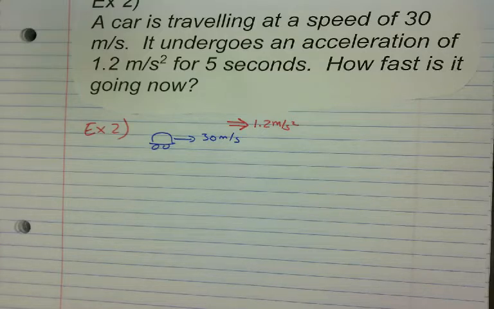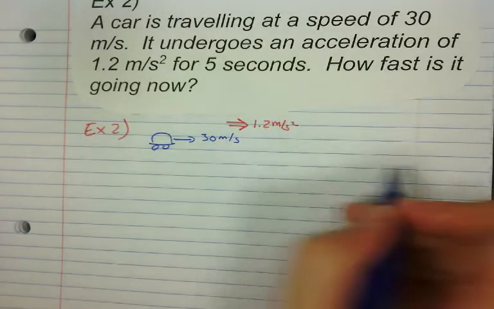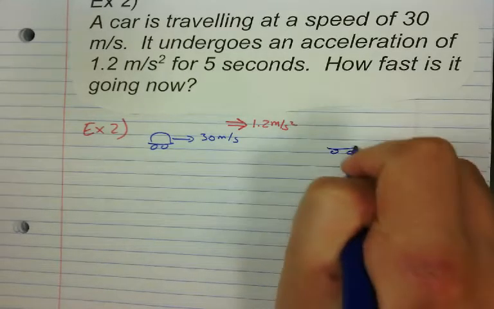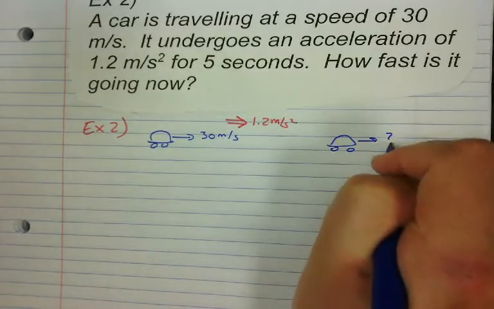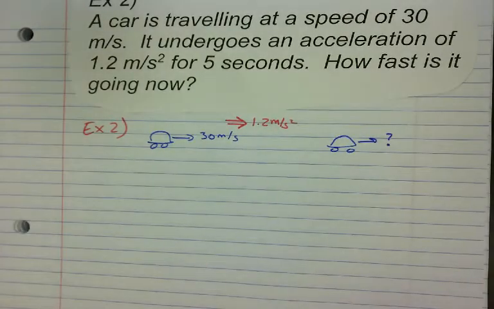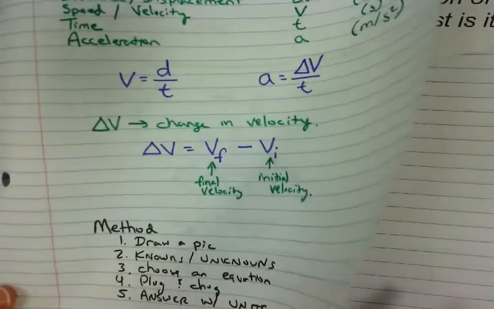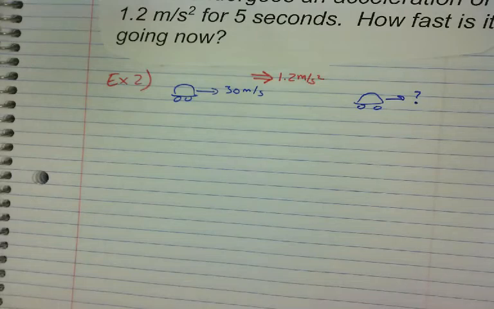There's not a good way to measure time. And then I want to know how fast I'm going later. So I'm going to be getting faster and faster, and then over here sometime I'm going to be going another speed, and I'm trying to figure out what that speed is. So I've done step 1, which was draw a picture. What's step 2? Step 2 is knowns and unknowns. Okay? So let's go through these.